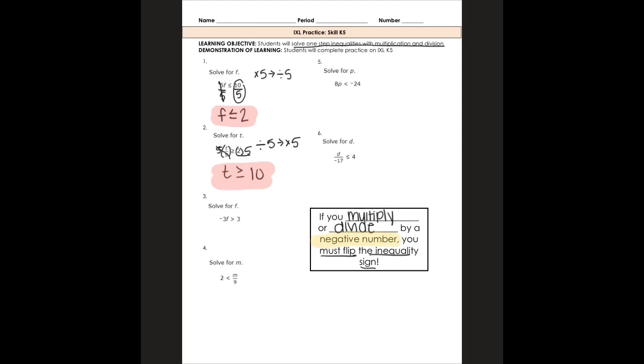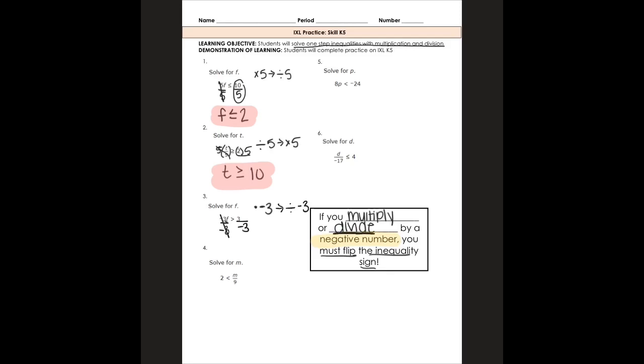Number 3 says solve for f. I need this f to be all by itself, but there is a multiply by a negative 3. So this is the point where we need to remember that if we multiply by a negative, you have to flip the sign. So the opposite of multiply by negative 3 is dividing by negative 3. So I need to divide by negative 3 on both sides.